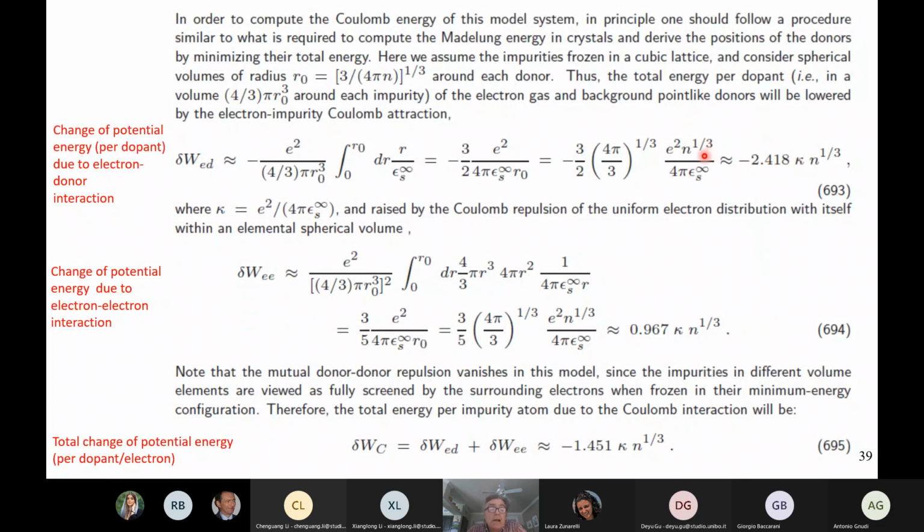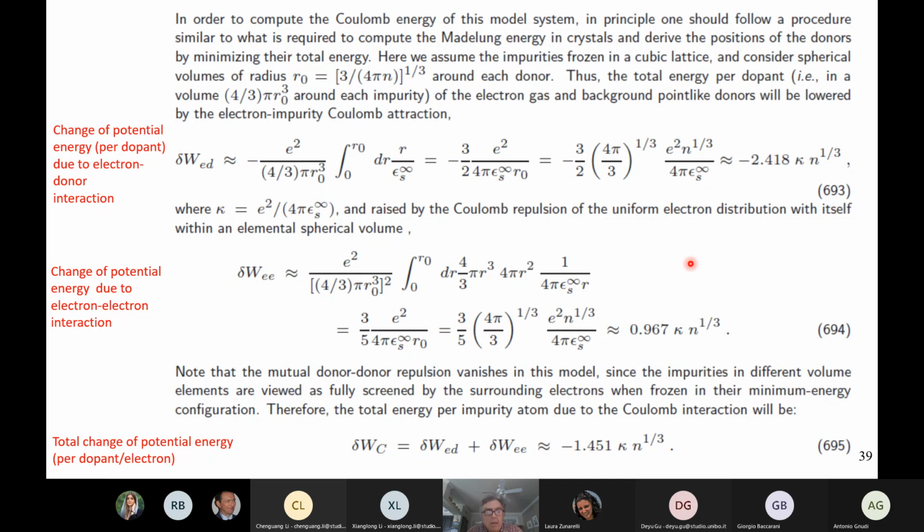This depends on the average distance between the electrons and the dopants, which is proportional to the inverse of the cubic root of the density. You can calculate the repulsion among the electrons in a similar way, except that now we're using the charge density of the electrons in this gallium per unit volume, and you find something similar, with a prefactor that is 5/3 rather than 3/2, but it's the same thing. It's about 1. And it's positive because it's a Coulomb repulsion between the electrons.